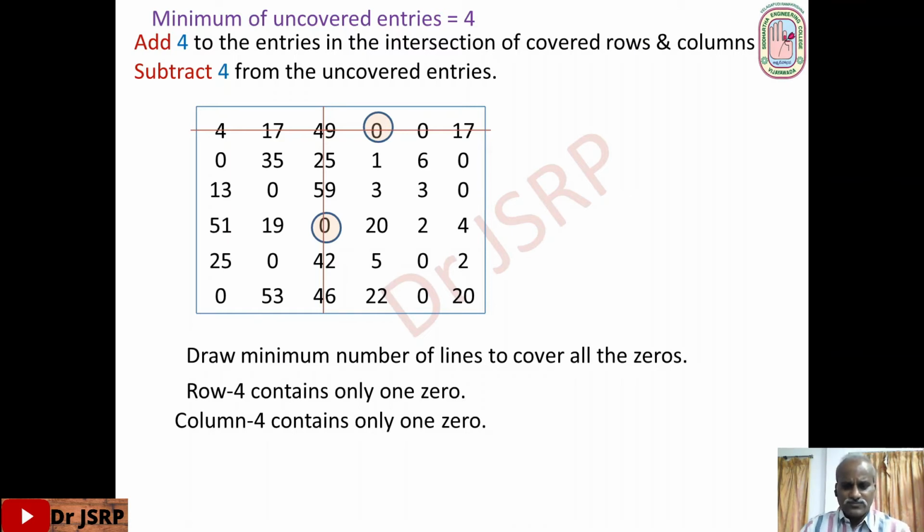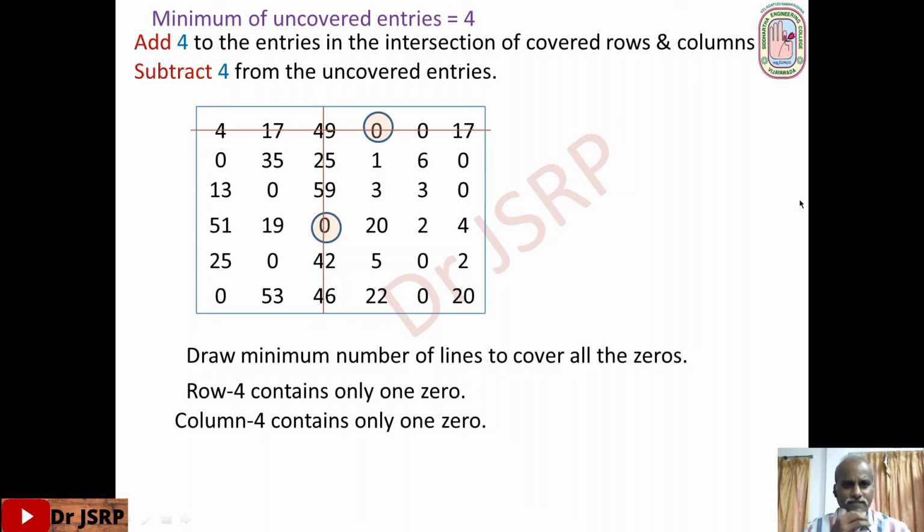Go for rows. Second row 2 zeros. Third row 2 zeros. Fourth row no zero. Fifth row 2 zeros. Sixth row 2 zeros. Go for columns. First column 2 zeros. Second column 2 zeros. Fourth column no zero. Fifth column 2 zeros. Sixth column 2 zeros. Again go for rows. Okay.